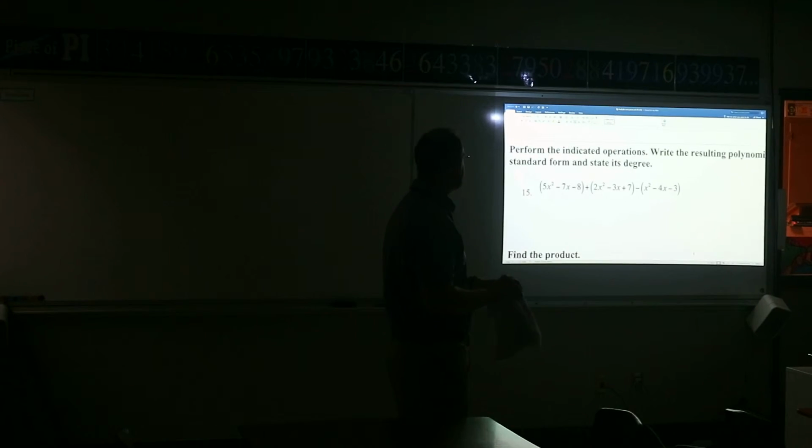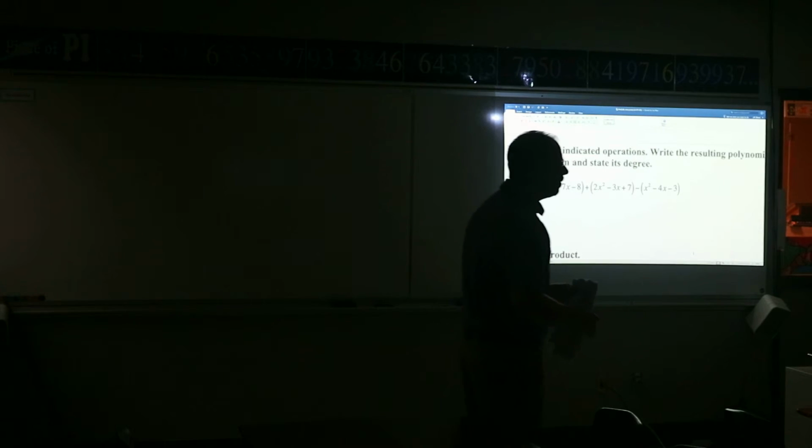Okay, so you're going to do the indicated operations. Fine, that's what the book said. You're going to write the resulting polynomial, the final polynomial, and it has to be in what they call standard form, which is descending order of x's, by the way. And then you have to also state the degree. That's the part people get wrong. They forget they have to state the degree of their problem.